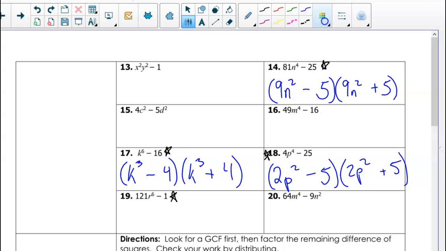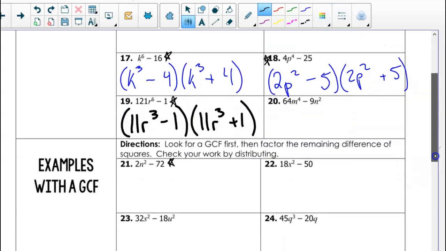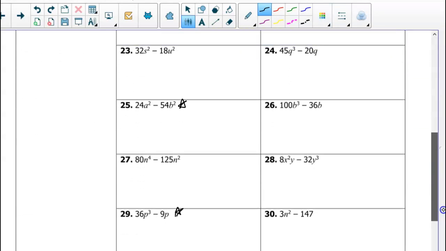For 19, 121 is a perfect square. You may have to list out or go through what all your perfect squares are, but 11 times 11 will give you 121. R to the 6, I can divide the 6 by 2, and 1 is a perfect square. So 11 r to the 3rd minus 1, and then plus 1. We're just going to do a couple more.